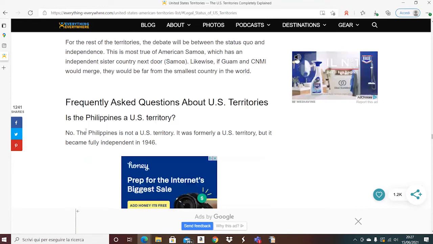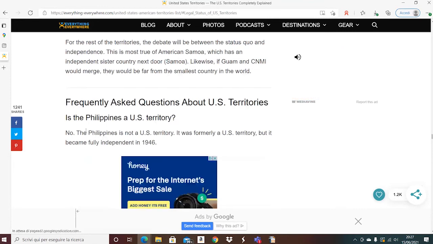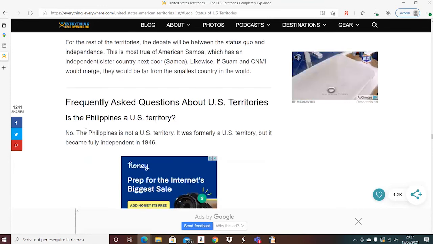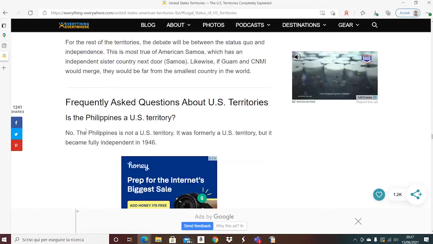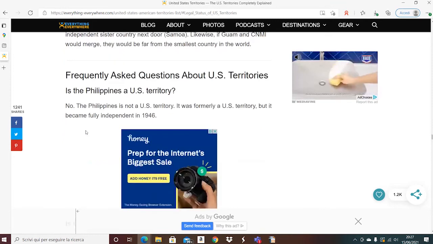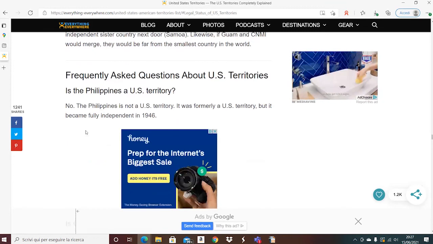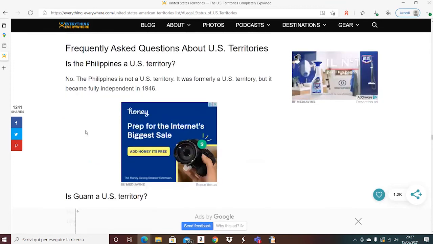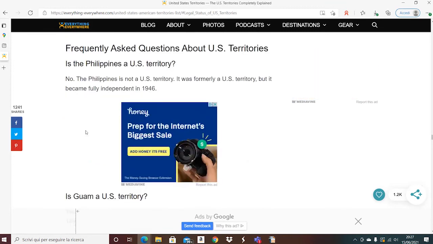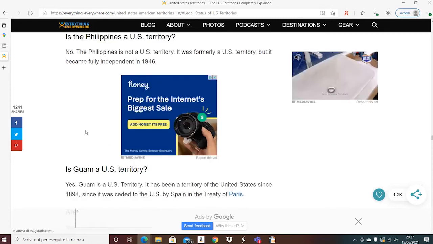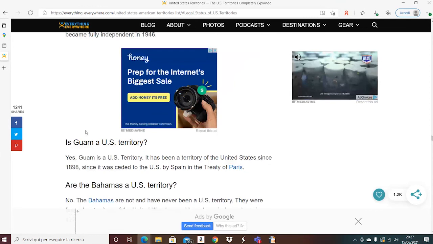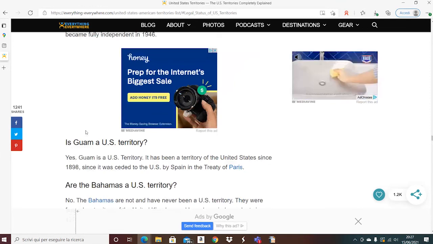Frequently asked questions about US territories. Is the Philippines a US territory? We already saw they are not. So the Philippines is not a US territory. It was formerly a US territory, but it became fully independent in 1946. Is Guam a US territory? Yes, it is. We saw that.